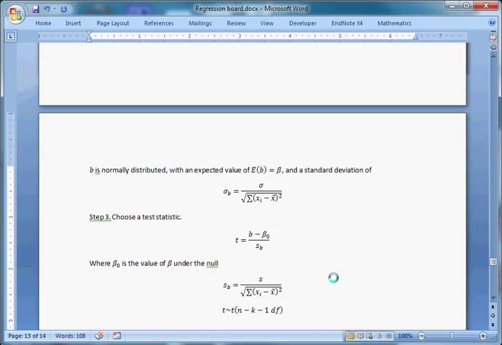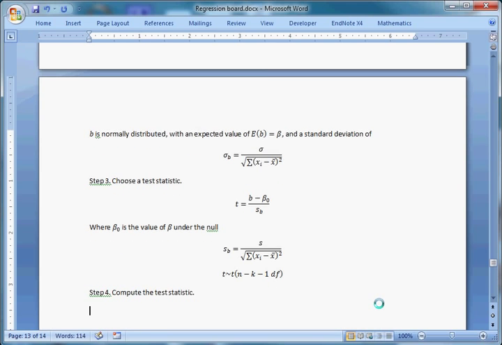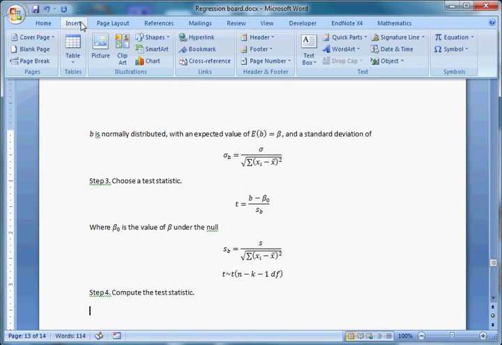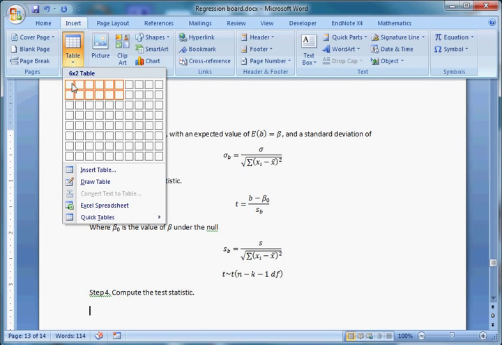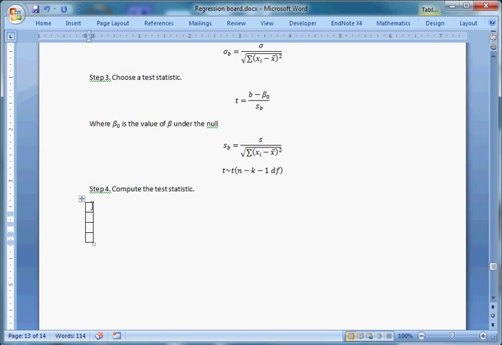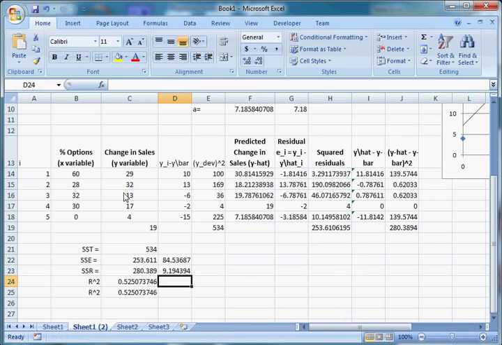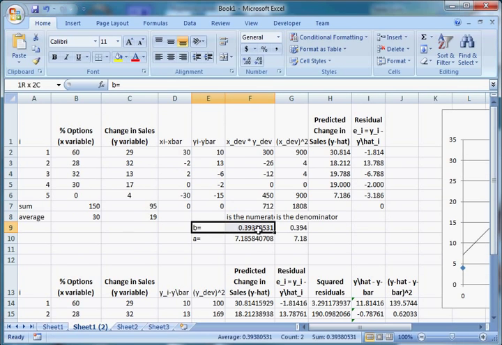Okay, so for the example we've been working through, let's compute the test statistic quick for step 4. Step 4 is to compute it. So we're going to need a few things. We're going to need b, which we already calculated. If you go back and look at your notes, you'll see that it's 0.394. We can go back to the Excel spreadsheet to see as well. b is 0.394.